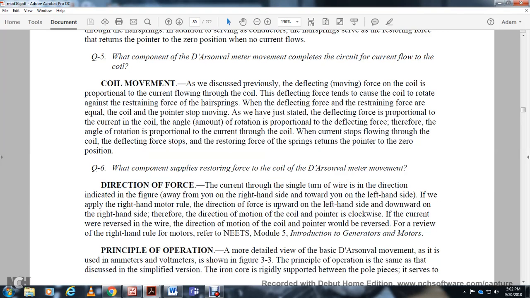Direction of the force on the current in the single turn of wire, shown with the figure of the wave. With the right hand side, the torque of the left hand. If you apply the right hand motor rule, the direction of the force is upward on the left hand side and downward on the right hand side, therefore the direction of the movement of the coil pointer is clockwise.